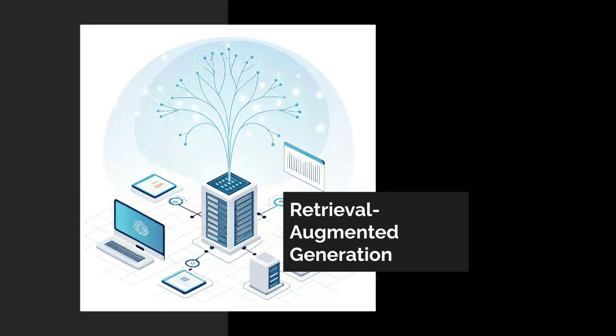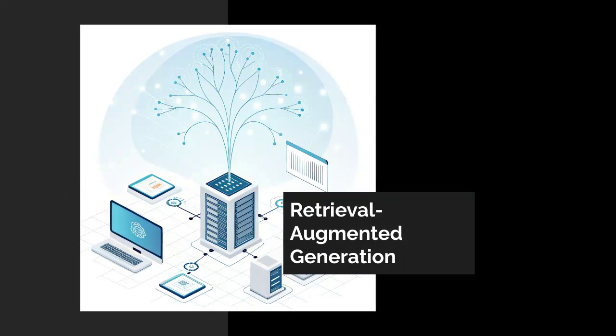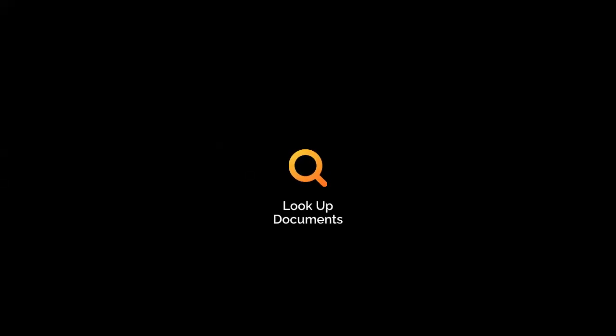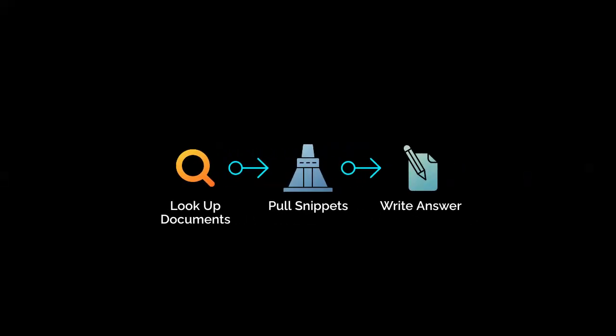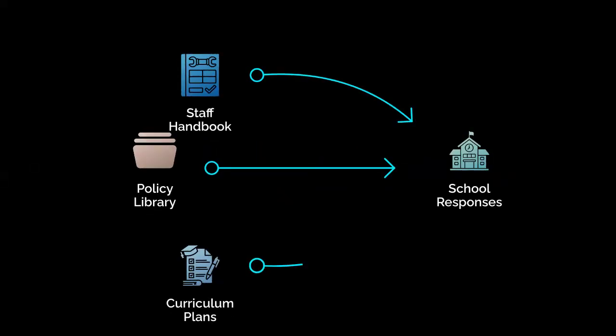Some systems add retrieval augmented generation, or RAG, which lets the AI look up your school's specific documents. With RAG, the AI looks up trusted documents, pulls relevant snippets, writes an answer, then cites where it found the information. This means responses can draw directly from your staff handbook, policy library, and curriculum plans, instead of the general internet.